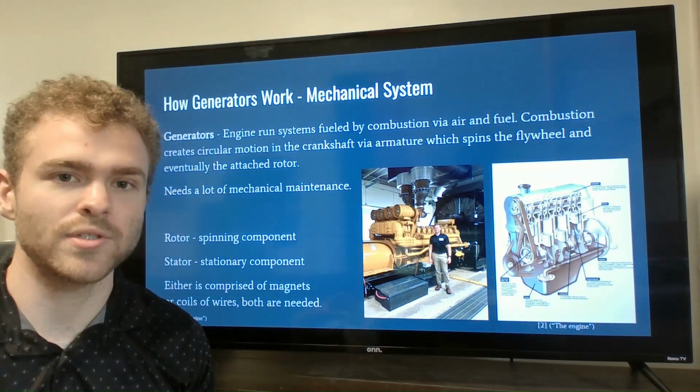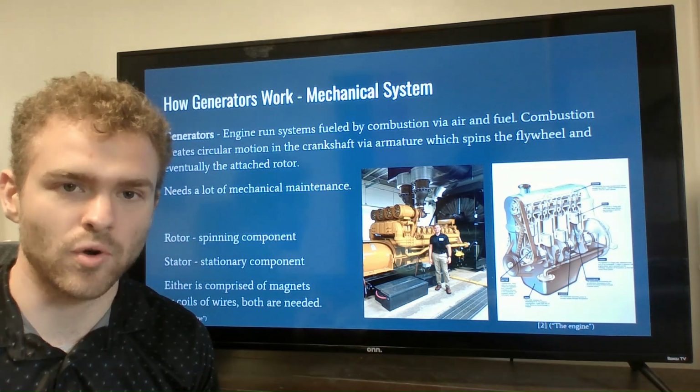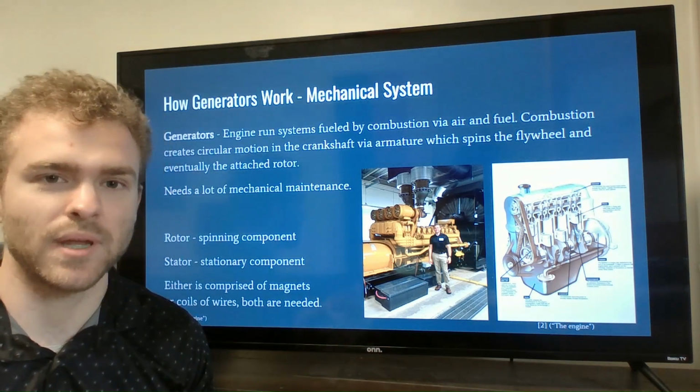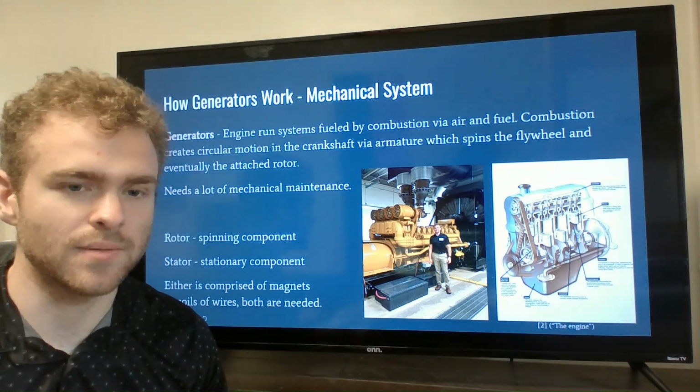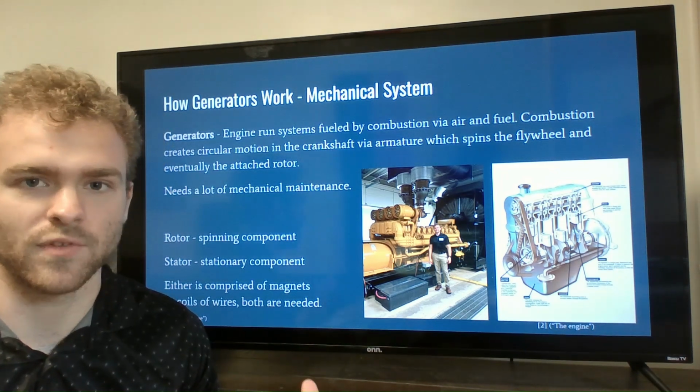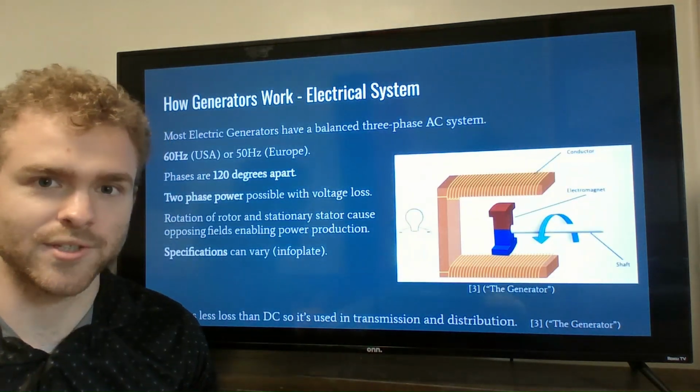Now with these two components, you need one of them to be a magnet and one of them to be a coil of wire. It doesn't matter which one's spinning, but it matters that you have both of them, one spinning and one not. Now with these mechanical systems, you need a lot of mechanical maintenance as there's a lot of moving parts. The electrical system.